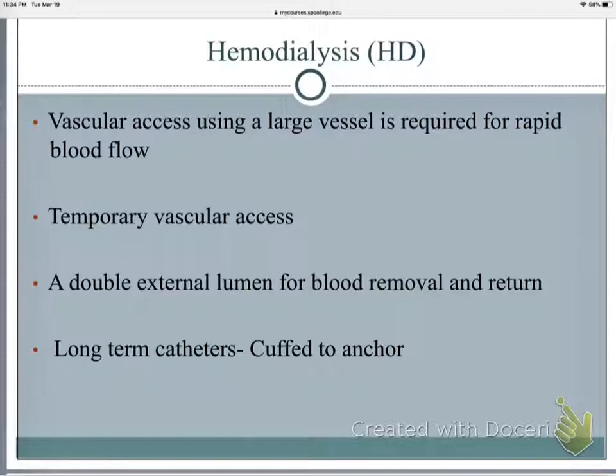So to do hemodialysis, we require a vascular access using a large vessel required for rapid blood flow. So these exchanges are done by rapid blood flow. So we have to use an artery and a vein to do this. And we're going to talk about the different types of accesses that meet this requirement. Like I said, we can use a temporary access. And they're double lumen for blood removal and return. And sometimes they're cuffed. Those are long-term catheters.